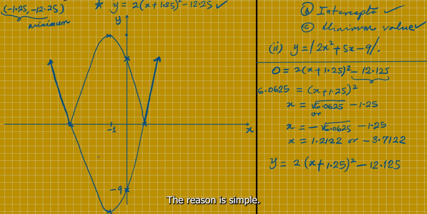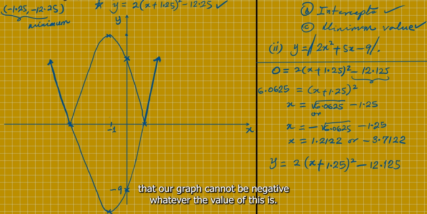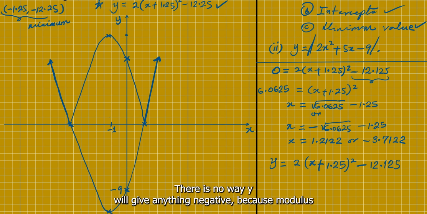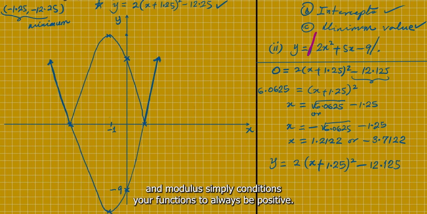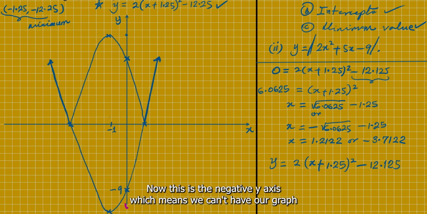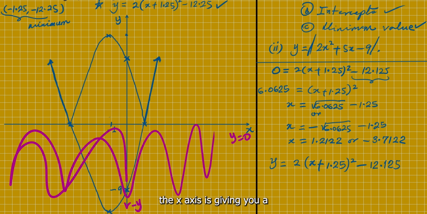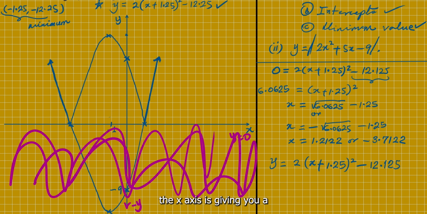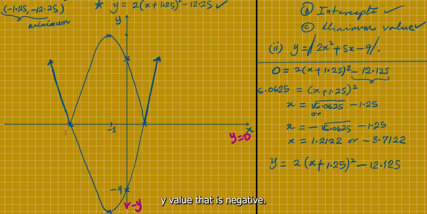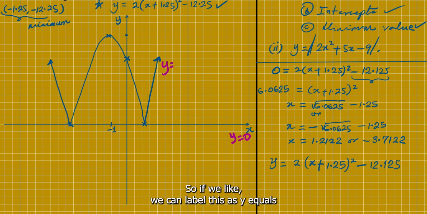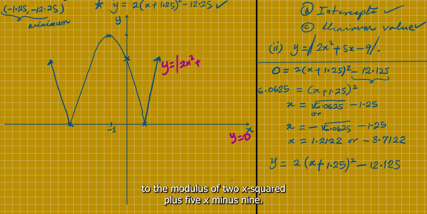The reason is simple. This modulus tells us that our graph cannot be negative. Whatever the value of this is, there is no way y will give you anything negative, because the modulus simply conditions your function to always be positive. Now this is the negative y-axis, which means we can't have our graph anywhere beneath the line y equals 0. Okay, anywhere beneath this, the x-axis is giving you a y value that is negative. So if we like, we can label this as y equals the modulus of 2x squared plus 5x minus 9.